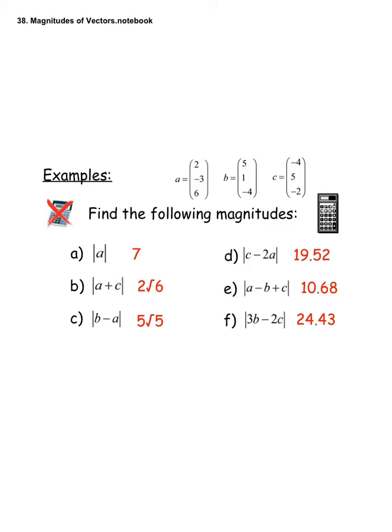For example A, you should have got the answer 7, or square root 49, which is equal to 7. For question B, you should have got 2 root 6, and for question C, you should have got 5 root 5 as your fully simplified answers. For question D, 19.52, for question E, 10.68, and for question F, 24.43. Those are your answers.